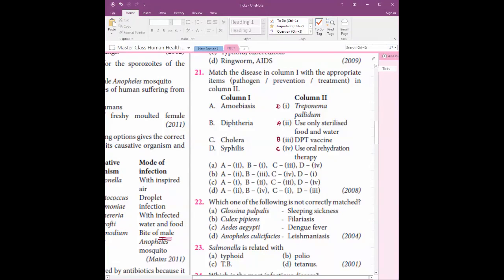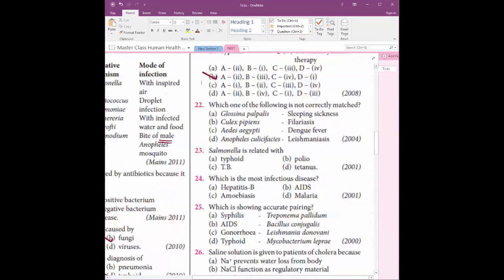2341. Oh, yes, this one. B. Okay, next one. Which one of the following is not correctly matched?